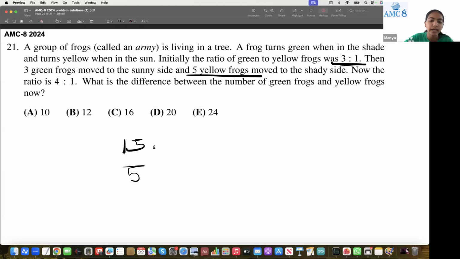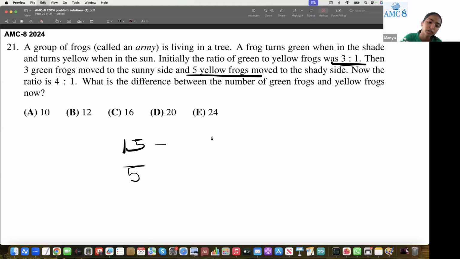But then we subtract 3 from this one, but we have to add 5, and this one we subtract 5, but we have to add 3, so it should look something like this, which is equal to 17 by 3. But this is not in the ratio of 4 to 1. So it has to be in the ratio of 4 to 1, which is not true. So this one cannot be our answer.